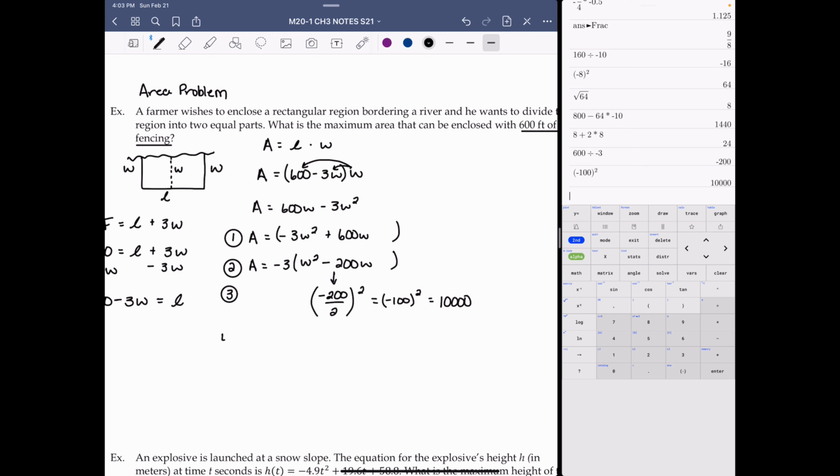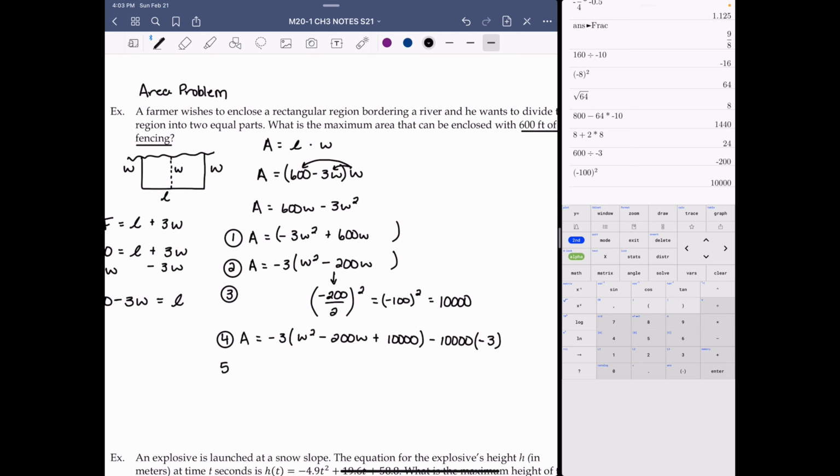Step 4, plug that number into our function. A equals negative 3 bracket W squared minus 200W plus 10,000 inside the brackets minus 10,000 outside the brackets and times -3, because we remember that we factored out -3 from the brackets, so we have to multiply that here.